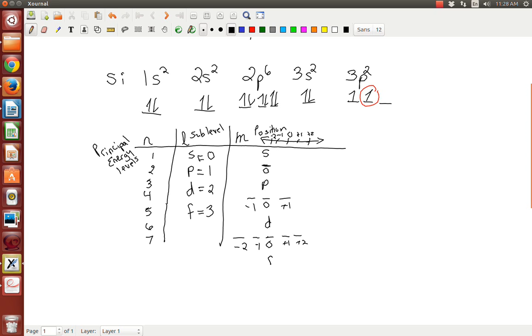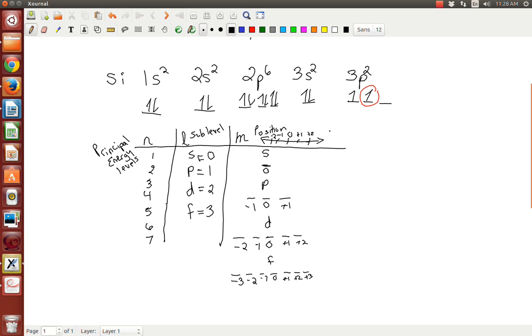And then for F, there are 7. 1, 2, 3, 4, 5, 6, and 7. So we're not going to worry about using the F too much, but you could see this would be 0, +1, +2, +3, -1, -2, -3. All right, that's the position.